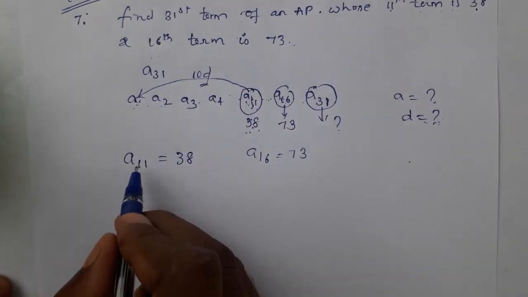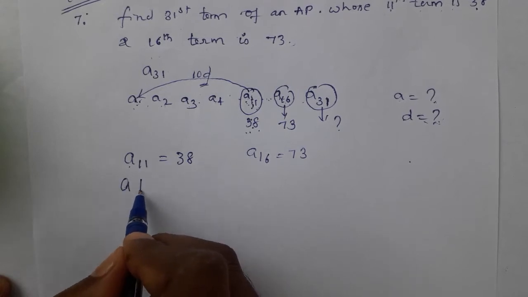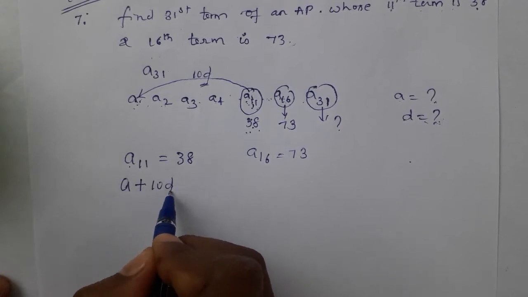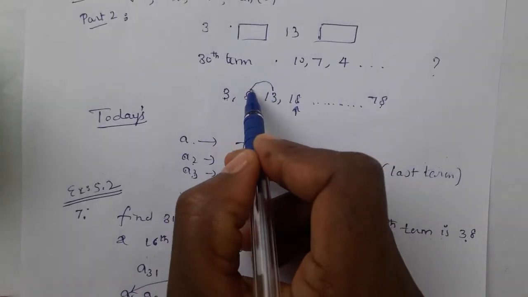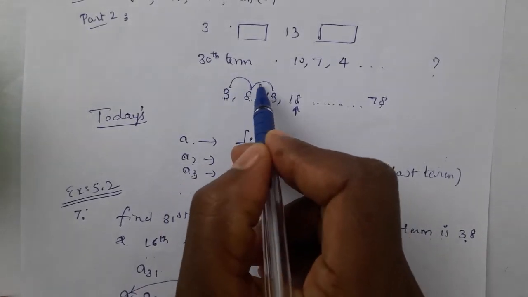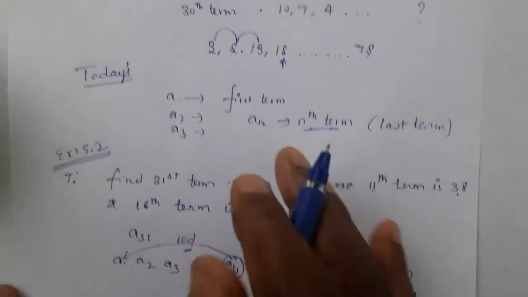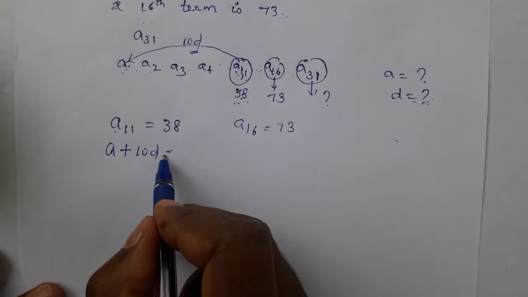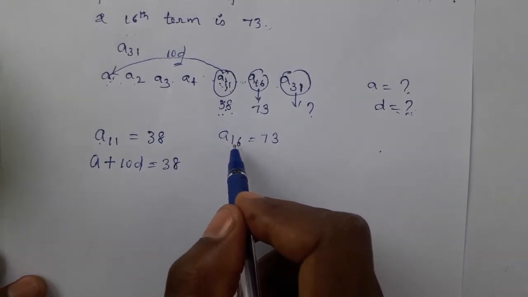On that basis, A11 goes to the first term by taking 10 jumps. Each jump is called one common difference. First jump, one common difference. So between these two, what difference is there? That is only a jump. So A plus 10D is equal to 38. This is the first. Similarly, we'll expand this also.